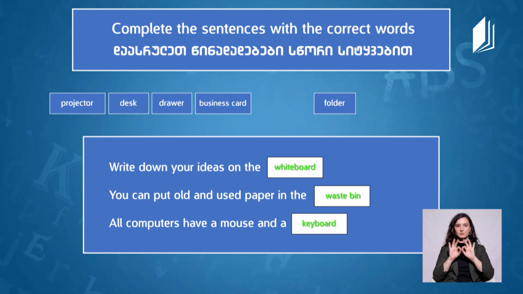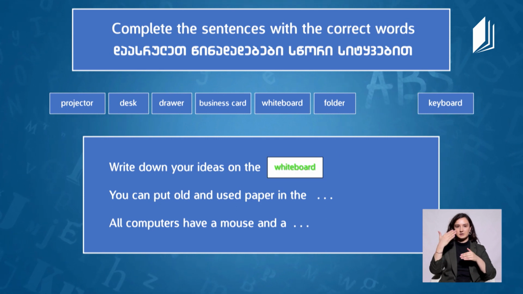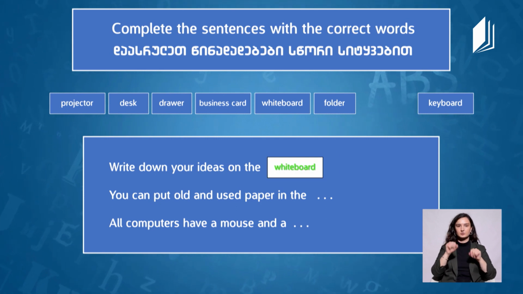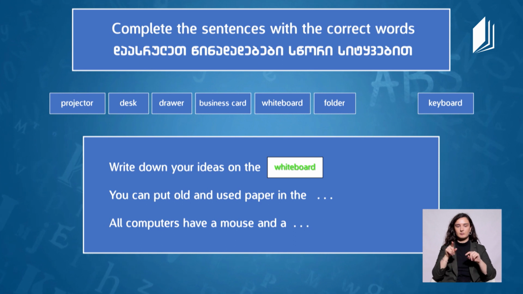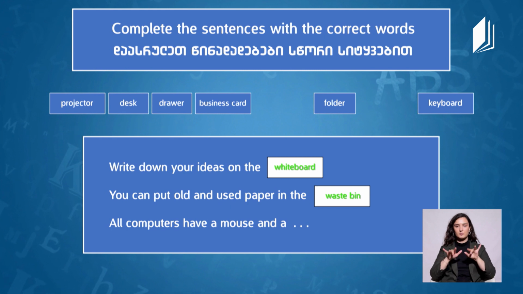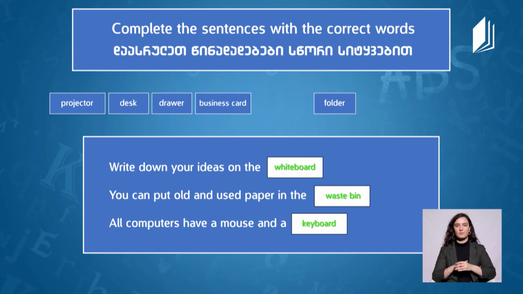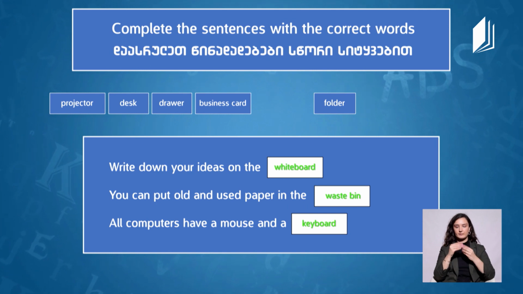Wonderful, Zach. And now let's go over the rest of these answers. So write down your ideas on the whiteboard, and you can put old and used paper in the waste bin. And lastly, all computers have a mouse and a keyboard. And now it's time for reading comprehension.